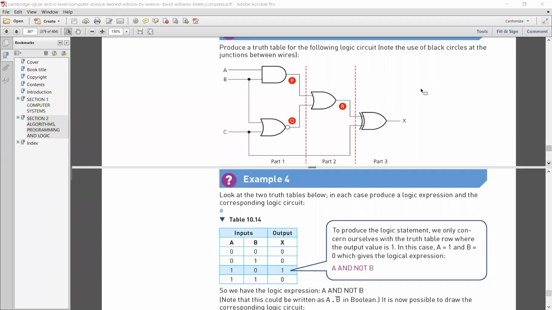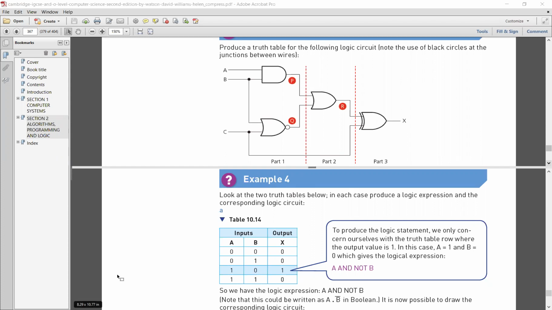After we are done with all these activities, what we are doing right now is forming an expression from the truth table. Earlier, we did something different. We were given a circuit, and from there we formed the logic expression. Now we are learning how we can frame a logic expression if I am given the truth table. Now this is very simple.